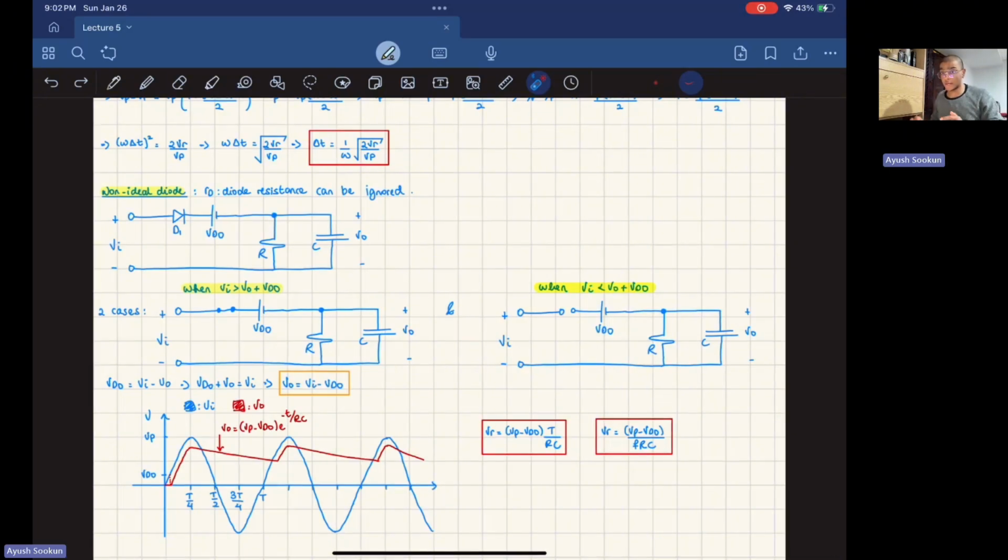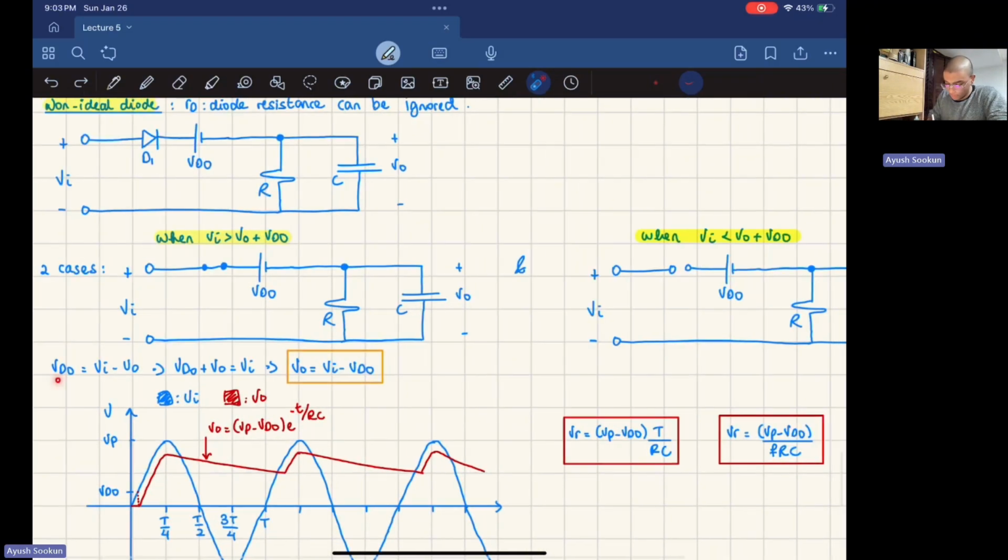And the reason why it's on and off is because of the reasons we've talked about in the previous lectures. So if you're a little bit confused about that, I would recommend you go back, watch the previous lectures, and then come back to this one, and it will all make sense. Okay, so VDO is V input minus V output. So VDO plus V output is V input. So I can write that my V output is V input minus VDO. Okay, that's just simple algebra. So my output voltage is my input voltage minus my VDO.